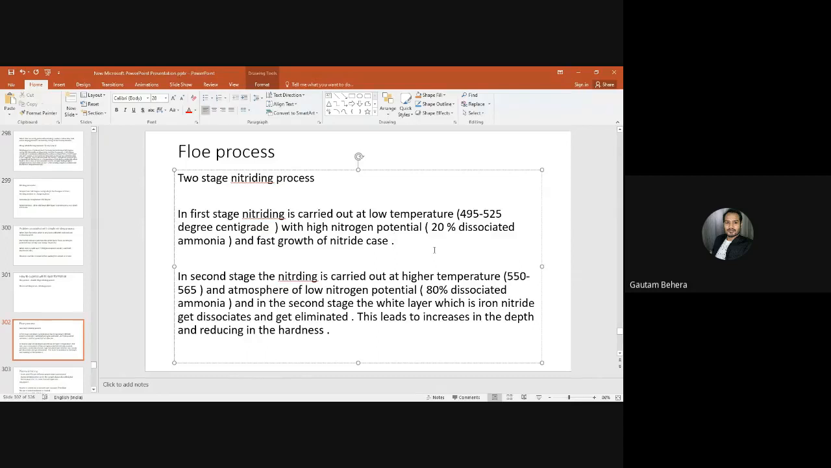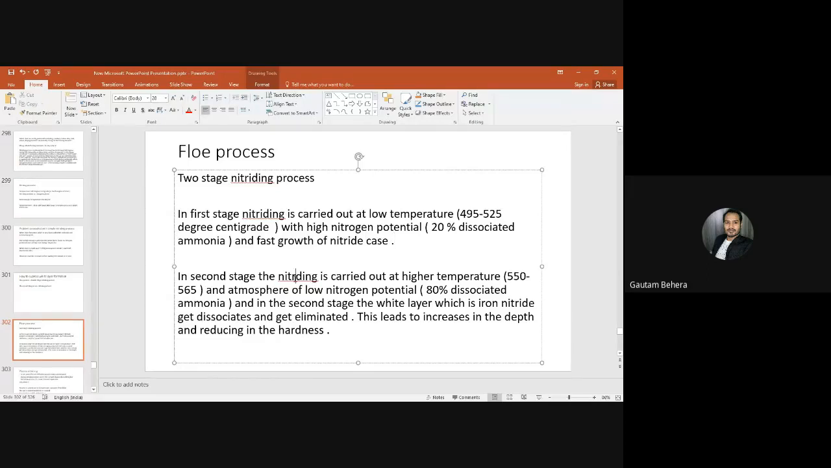So here in this stage, we will form iron nitrides. That is, epsilon iron nitride will form, and gamma prime nitride will form. This epsilon nitride is Fe2N, and this gamma prime nitride is Fe4N, basically.